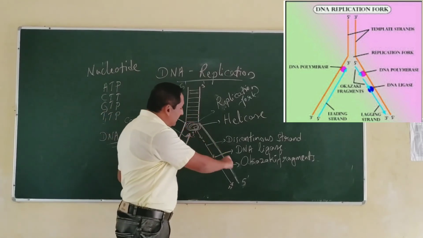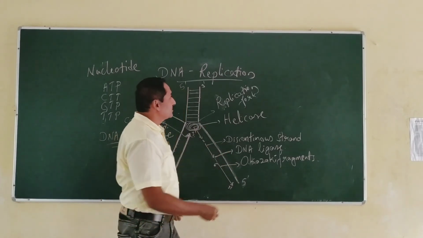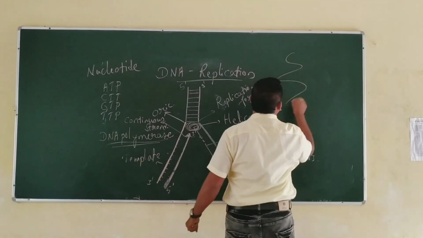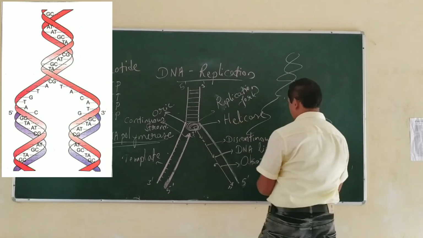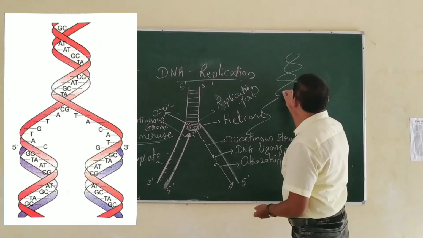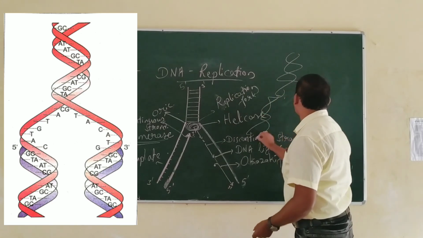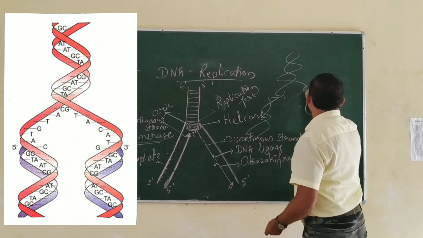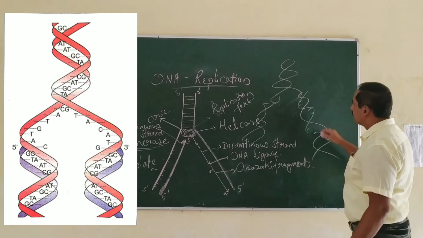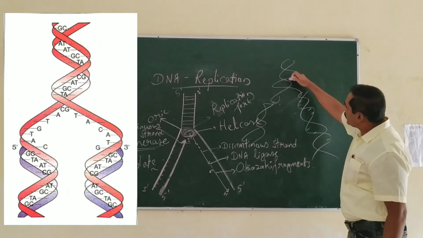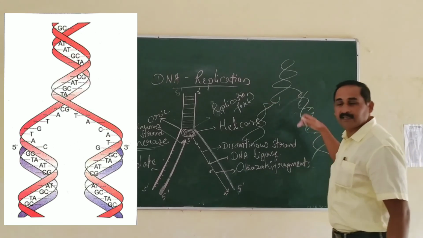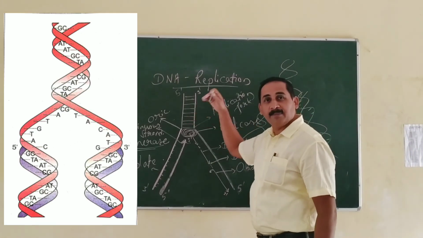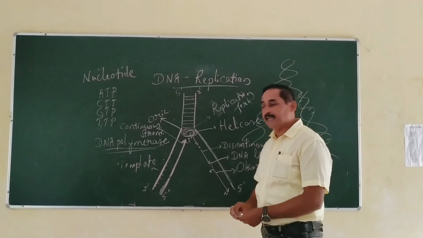We can see the complete synthesis of the new strand. In the double-stranded DNA, the parental strands open up and new strands are formed, that is, the daughter strands, paired with the parental strands. So in every replication, one of the parental strands is conserved in the daughter. So this method of replication is called the semi-conservative method of DNA replication.